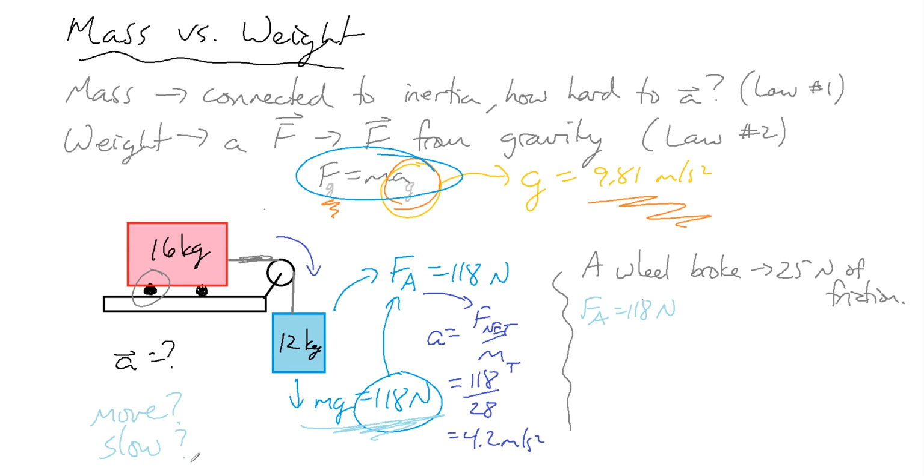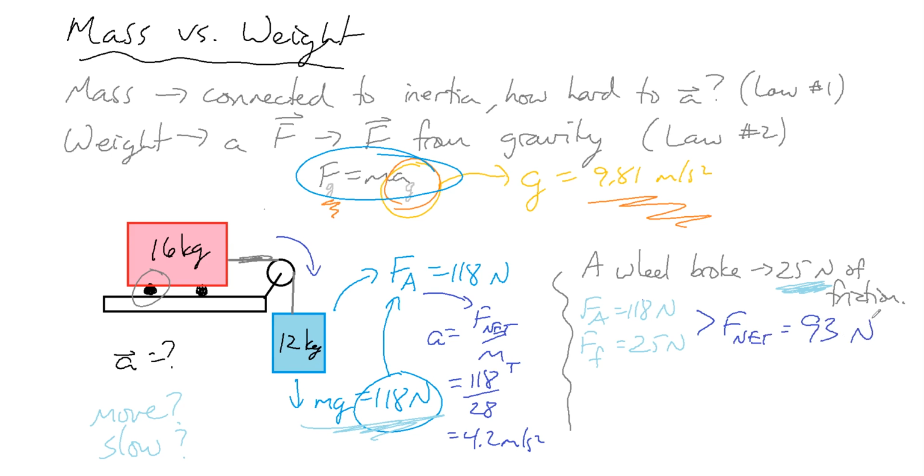That hasn't changed. Well, is there anything trying to slow it down? Before there was nothing trying to slow it down. This time there is. I've got 25 newtons of friction slowing it down. So my force of friction, F_f, is 25 newtons. If I've got 118 trying to move it, and friction is 25 slowing it down, I'm going to subtract them. And that will then be my net force. So my net force would be the difference between the two, which would be 93 newtons.